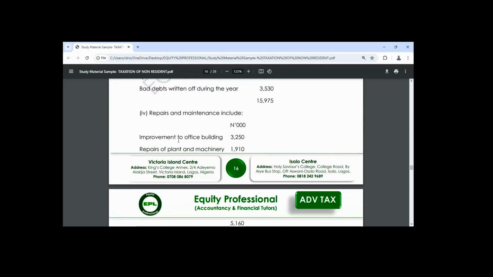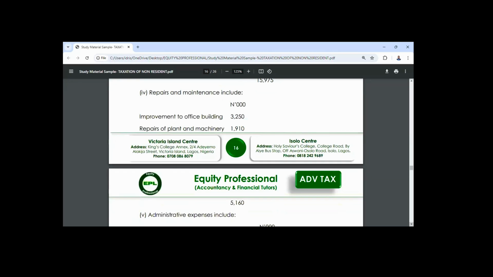Under repair and maintenance, it comprises improvement to office building and repair of plant and machinery. Is there any that is disallowed, or are all of them allowed? Improvement is disallowed, because when you improve your office building, it's office renovation, a capital expense, an asset. You need to claim capital allowance on it. It's not an expense; it's supposed to be capitalized. Repair of plant and machinery is allowed. Improvement of office building is disallowed.